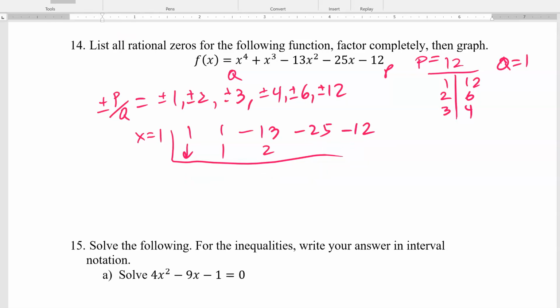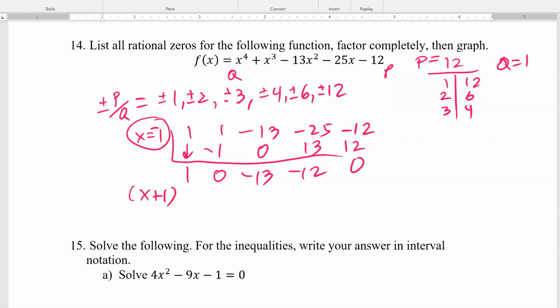It's okay, let's check negative 1. 1, 0, negative 13, negative 12, ding, ding, ding. We just factored out. I did say factor completely, didn't I? So we got x equals negative 1, or we factored out an x plus 1. We found our first zero.